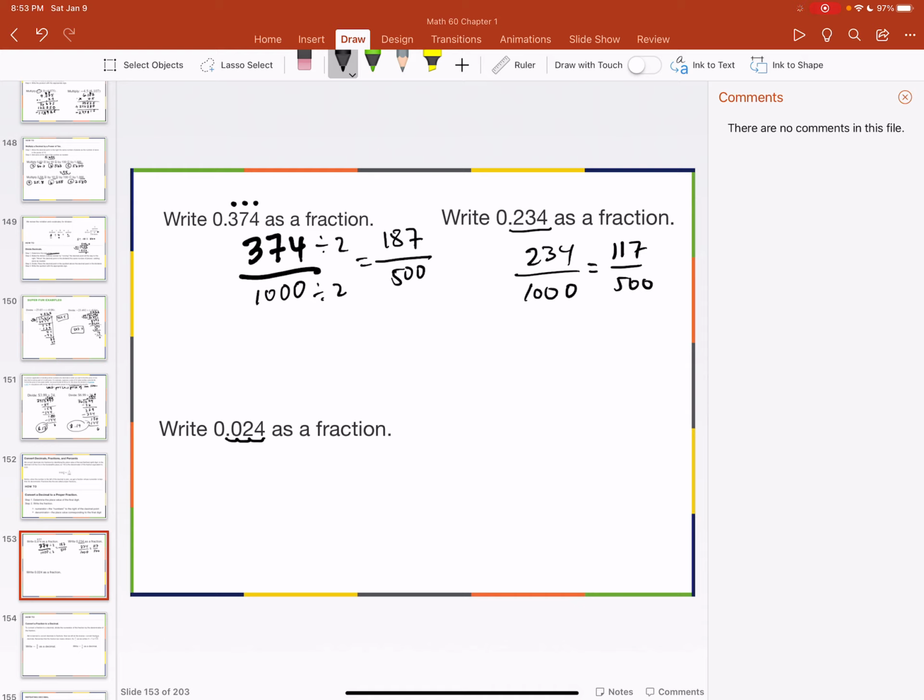Now let's write this one. This is still tens, hundreds, thousands place, but now it's just 24 over 1,000. So if I divide top and bottom by 4, I get what? 24 divided by 4 is 6. And on the bottom, 1,000 divided by 4 is 250. I can continue because these are both even. So this becomes 3 over 125.